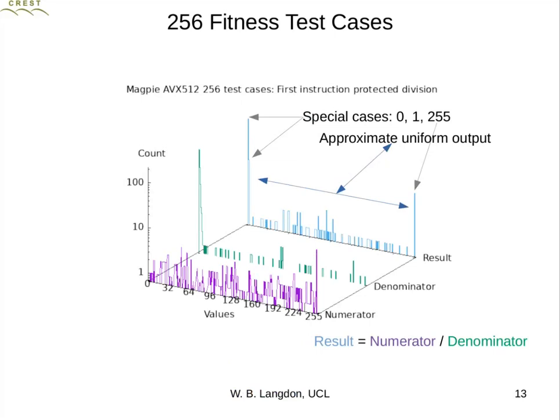What this graph is trying to show is at the back, it's a histogram of outputs from the test cases, assuming everything is working. It's in blue. You can see the special cases 0, 1, and 255 occur much more frequently than everything else. And in between those extremes, between those edge cases, the distribution of outputs is more or less uniform.